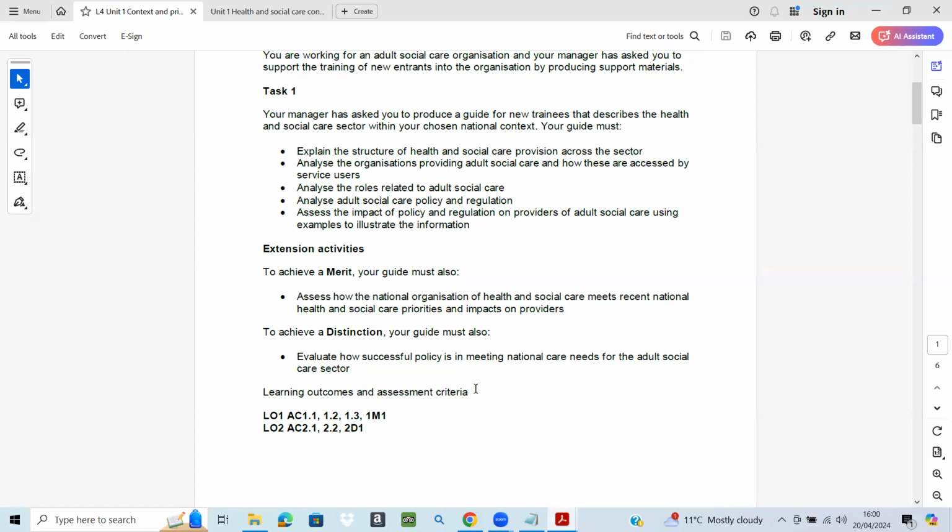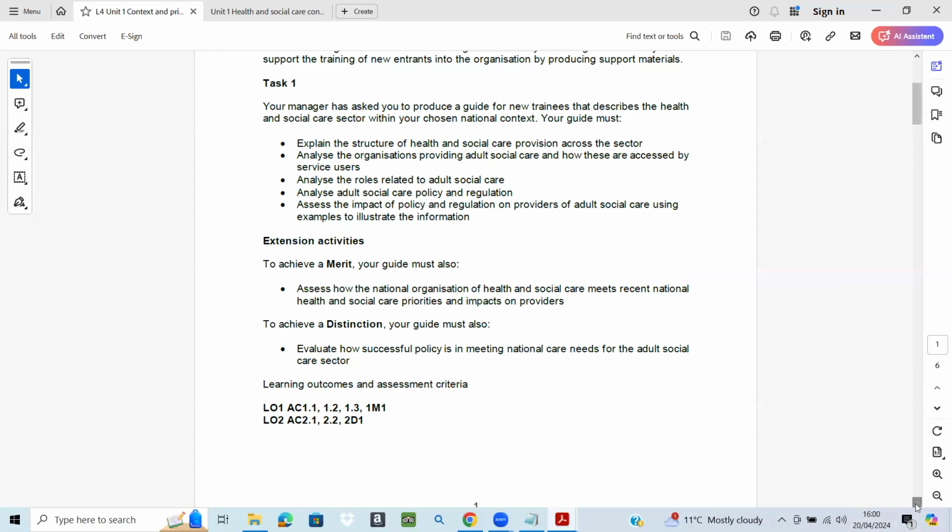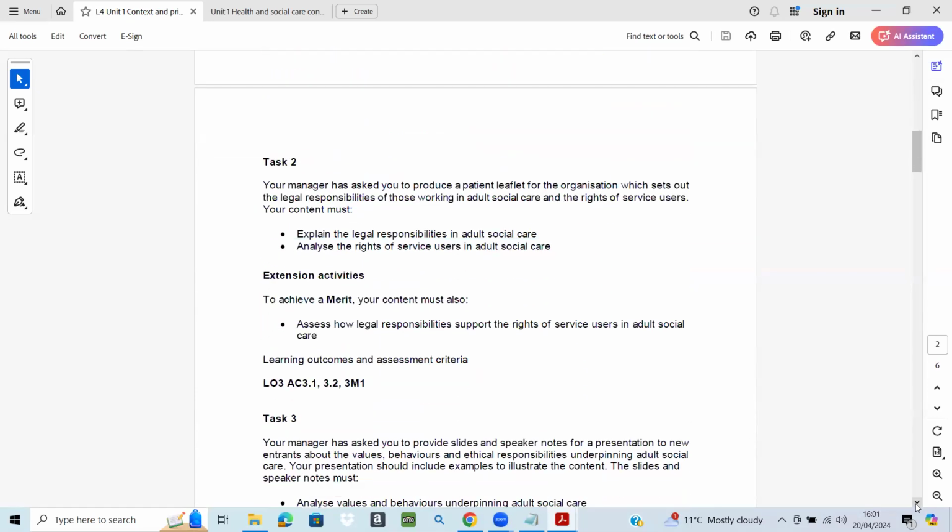Then to achieve distinction, we need to evaluate it. The command verb here is to evaluate. So we need to evaluate how successful the policy is in meeting national care and needs for the adult social care sector, writing about the needs of the adult social care sector regarding the successful policy. Then we have the learning outcomes and assignment criteria. Learning outcome 1 has AC 1.1, 1.2, 1.3, and M1. Then learning outcome 2, then we have task 2.